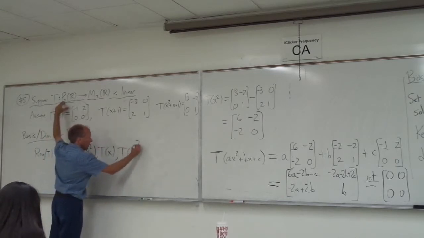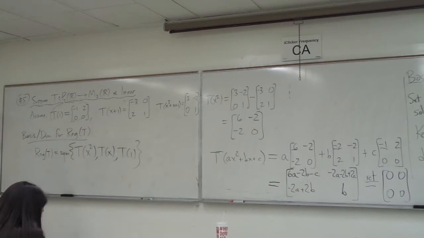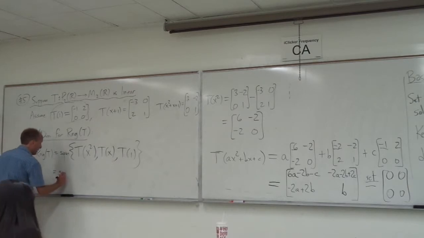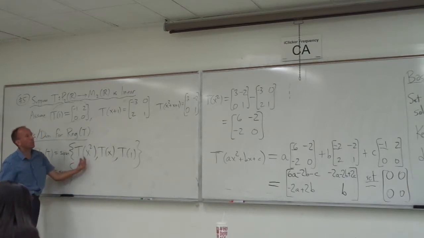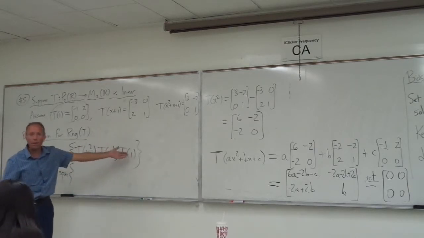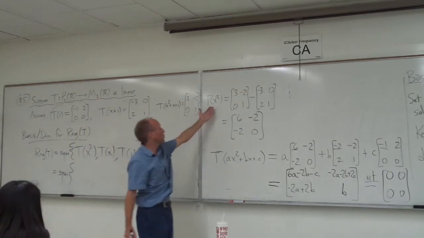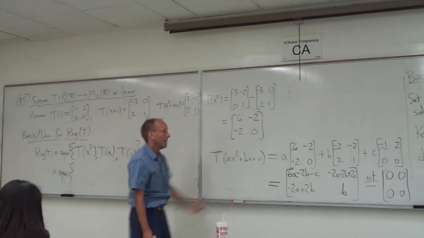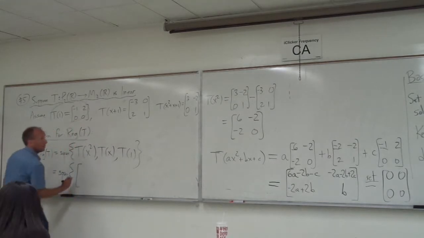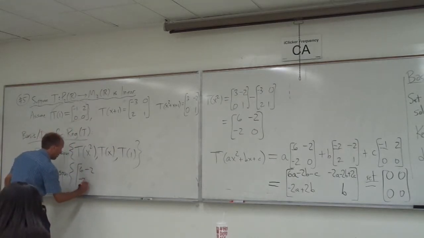Exactly. So it's the same natural choice for basis as what we had before. Right? Okay, so this is going to be the span of T of x squared, T of x, and T of 1. We already figured them out. T of x squared was this one, right? T of x squared is 6, -2, -2, 0.